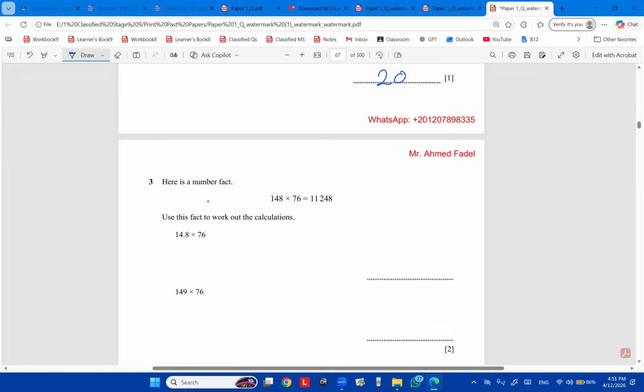All right, here is a number fact. 148 multiplied by 76 equals 11,248. They're requesting that you use this fact to work out the calculations. 14.8 multiplied by 76 is going to have exactly the same answer as 148 times 76, but with one decimal place.